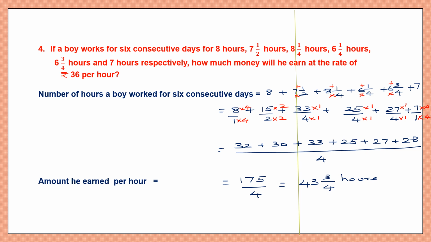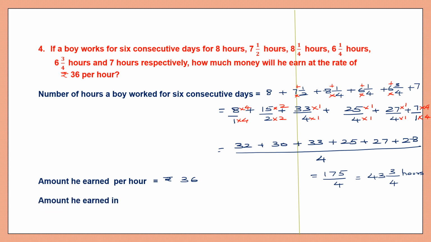Now the amount he earned per hour is 36 rupees. This is given to us in the question itself. So we have to find out how much he earned for those 6 days. So that means the amount he earned in how many hours? 43 3 by 4 hours. So for working purposes, we're going to write 175 by 4 hours. So in 1 hour, he earned 36 rupees. So in 175 by 4 hours, it will be 36 into 175 by 4.